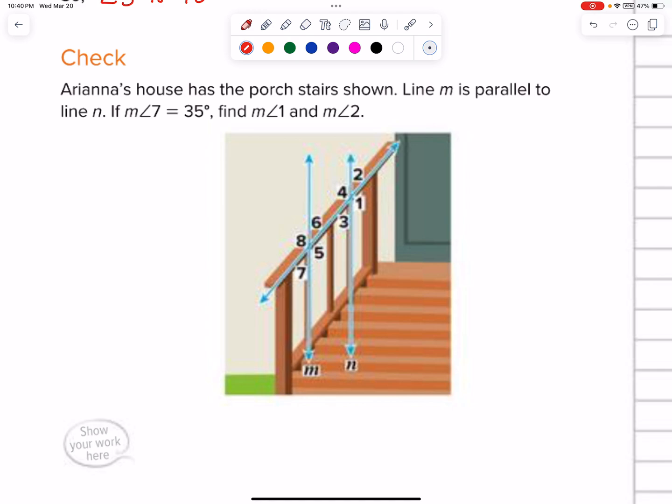All right, look at that. Ariana's house. Spelled a little bit different, but still pretty special.